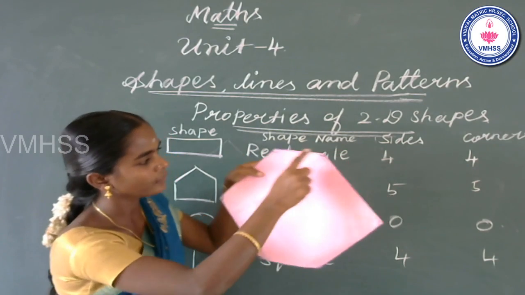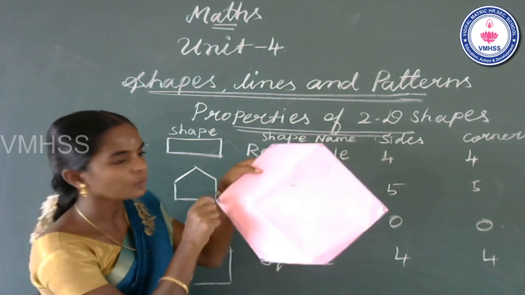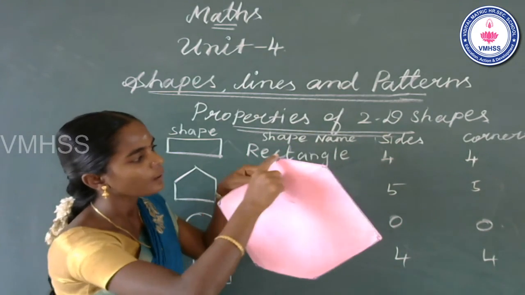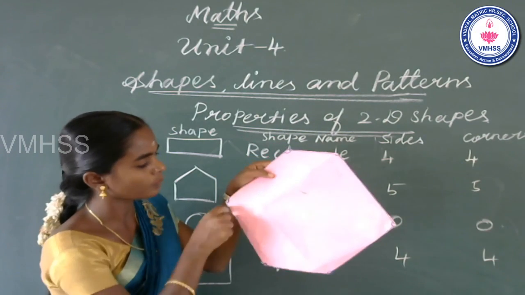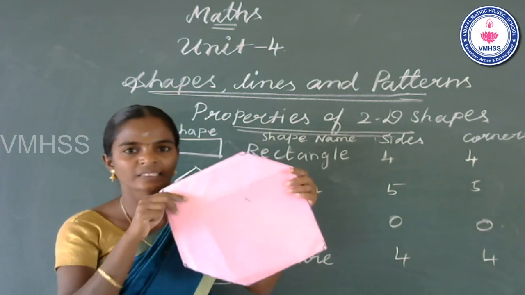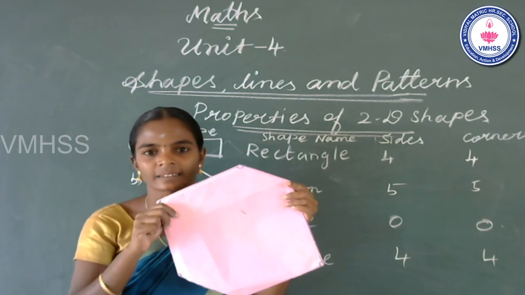1, 2, 3, 4, 5, 6. So, six corners. 1, 2, 3, 4, 5, 6. So, six sides and six corners.